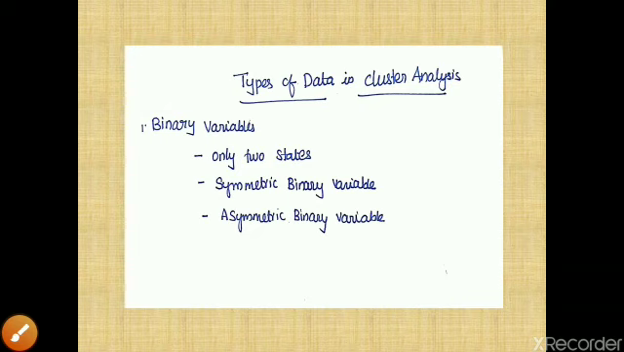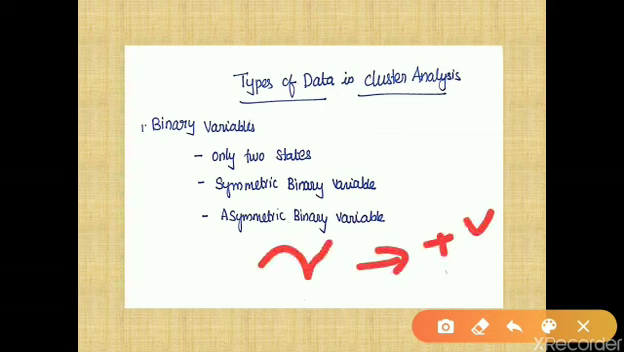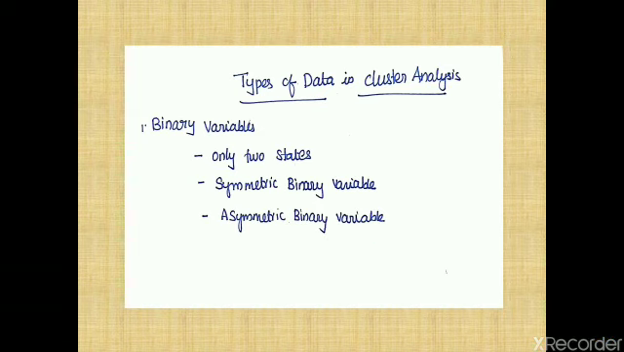Now in the case of an asymmetric binary variable, the outcomes of the states are not equally important. Here the example is a test: if we are doing some particular test, a positive value will be there and a negative value will be there. Sometimes we consider only the positive value, so there is no equal weightage for positive and negative. Similarly, in an asymmetric binary variable, both states are not equally important; only some particular state is important. But in the case of a symmetric binary variable, both states have equal weightage.